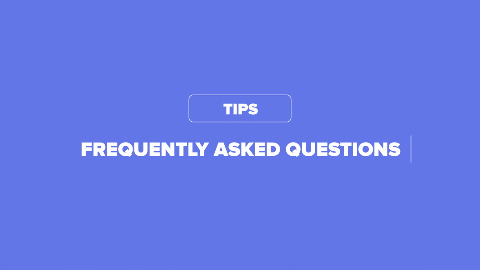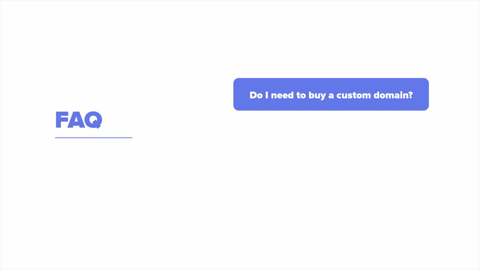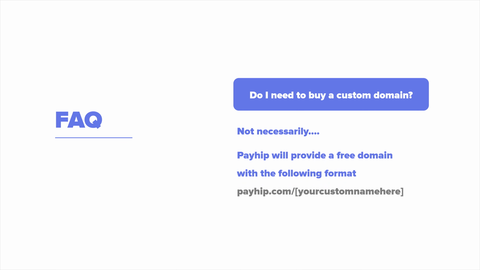So now we're going to answer some frequently asked questions. Question 1, do I need to buy a custom domain? Some people might recommend that you purchase a domain name right away as your first step to building your author website. A domain name is essentially your website URL, such as www.authorname.com. But this isn't necessarily needed as some website platforms like Payhip can provide free domain names for you.